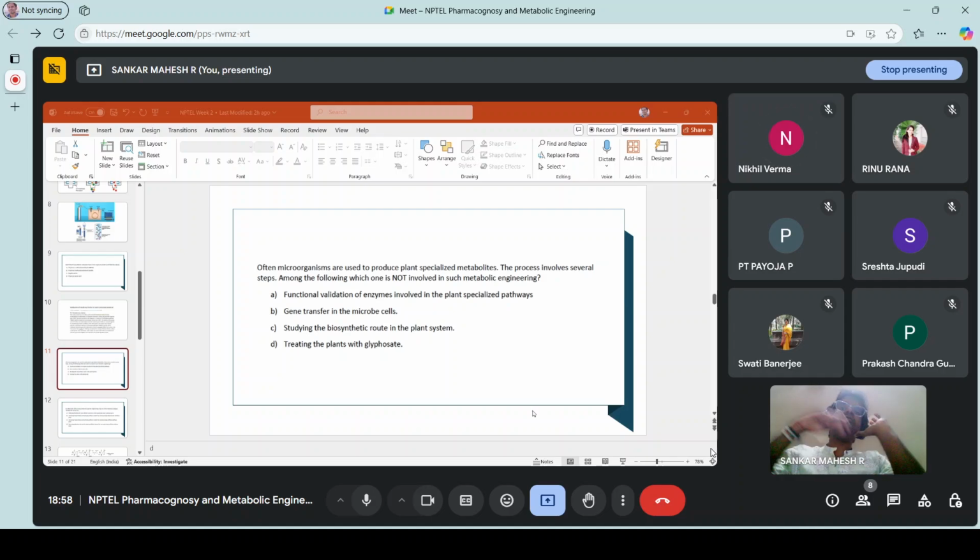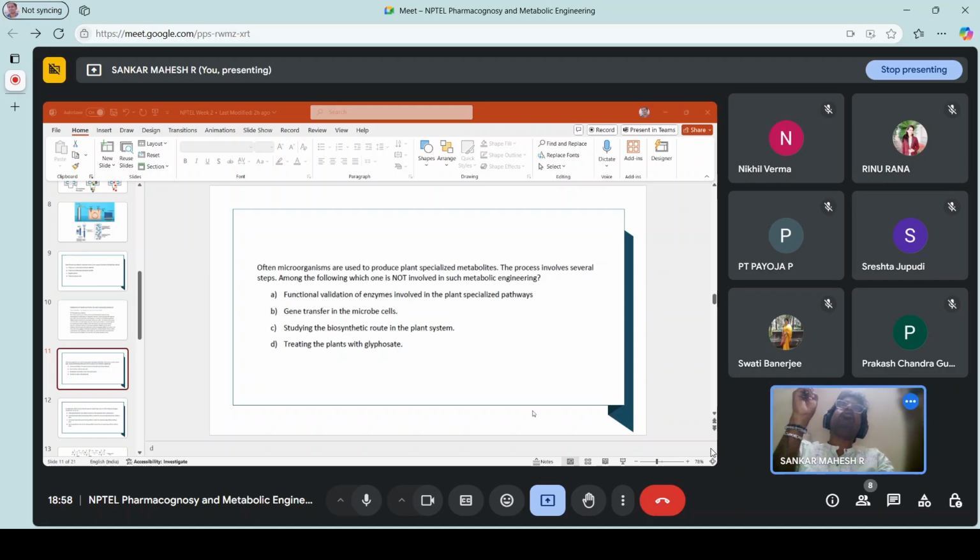Okay, so we look at what are the essential steps that we need to do so that we can produce a plant specialized metabolite in microorganism. So the first step that we need to do is first map the enzymes in the pathway so that we know what are the minimum number of enzymes that we need to put into the bacteria or the microbe. Let's assume that the microbe here is bacteria. So the first thing that we need to do is study the biosynthetic route in the plant system.